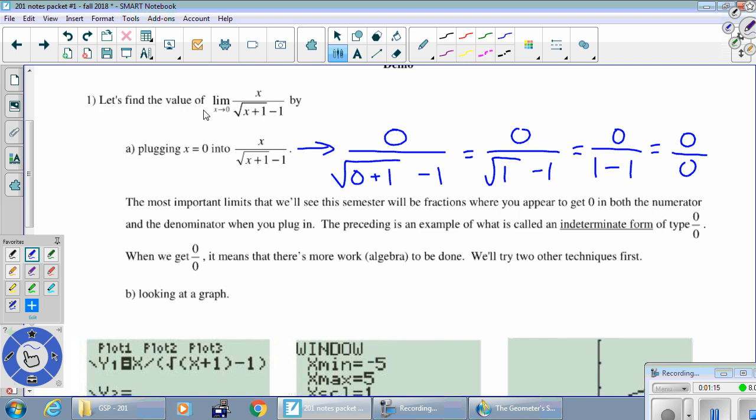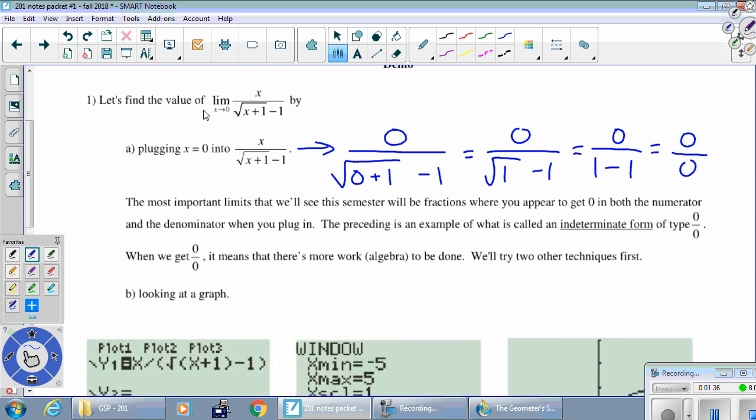So what do we do? The most important limits that we'll see this semester will be fractions where you appear to get 0 in both the numerator and the denominator when you plug in. The preceding is an example of what is called an indeterminate form of type 0 over 0. When we get 0 over 0, it means there's more work, algebra, to be done. We'll try 2 other techniques first.